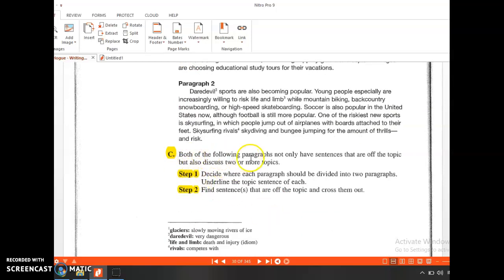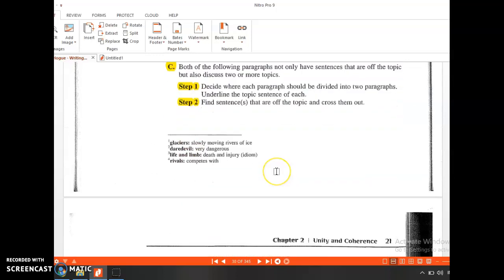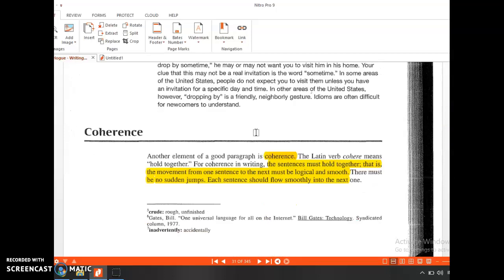Next, C. Both of the following paragraphs not only have sentences that are off the topic, but also discuss two or more topics. So here, what you need to do is decide where each paragraph should be divided into two paragraphs, and underline the topic sentence of each. And then step 2, find sentences that are off the topic and cross them out. Okay, so step 1, look at this. Decide where each paragraph should be divided into two. Why into two? Because maybe that paragraph discusses two topics. Okay, as we discussed earlier, one paragraph should contain only one topic, not more than one topic. All right, so paragraph 1 and paragraph 2.